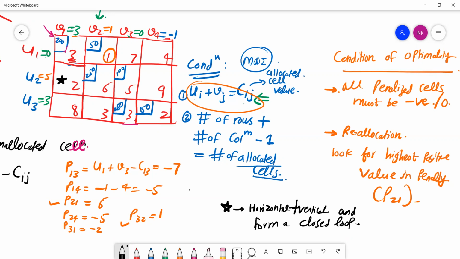Now, whenever you would be drawing the horizontal and vertical line, let me just give the example. Let's say I am drawing this particular shape with horizontal and vertical lines and the closed loop. So these particular points, the corner points, will be the points where you will be having the allocated cell.